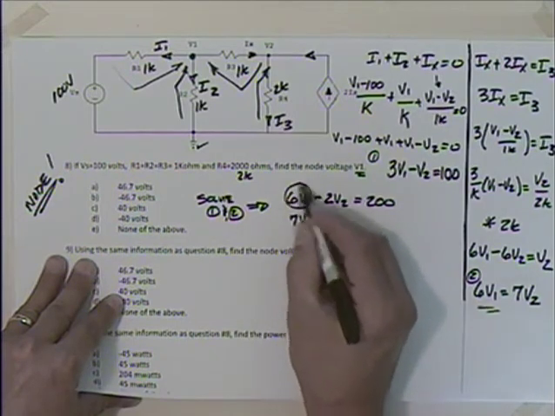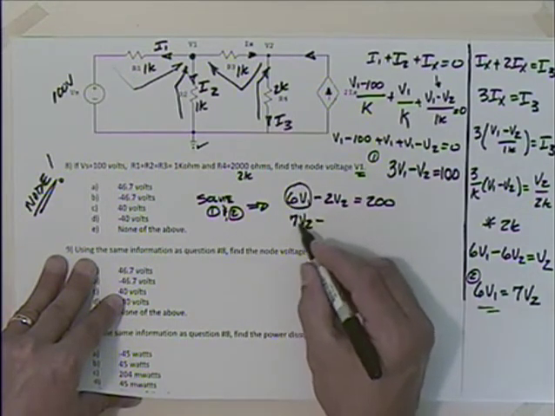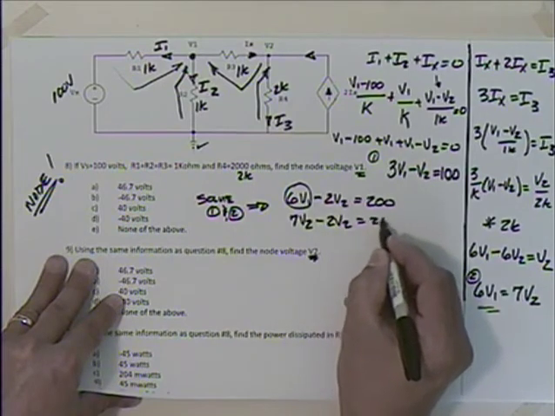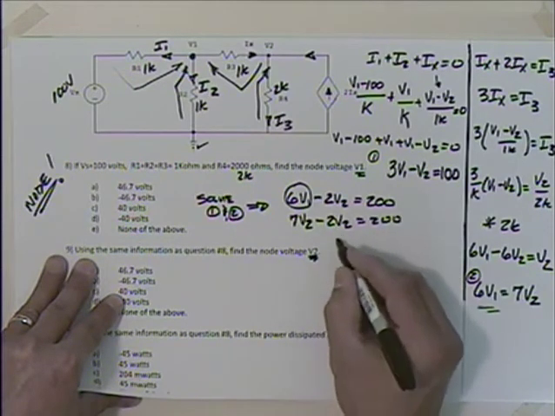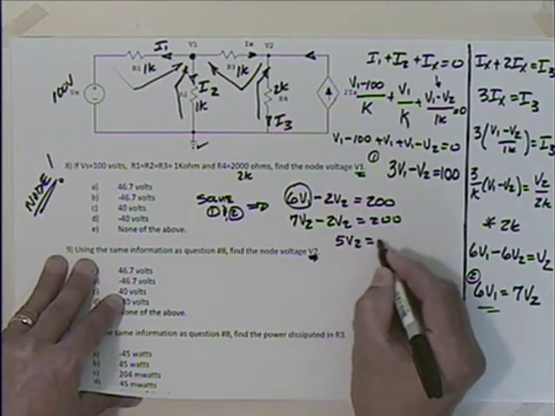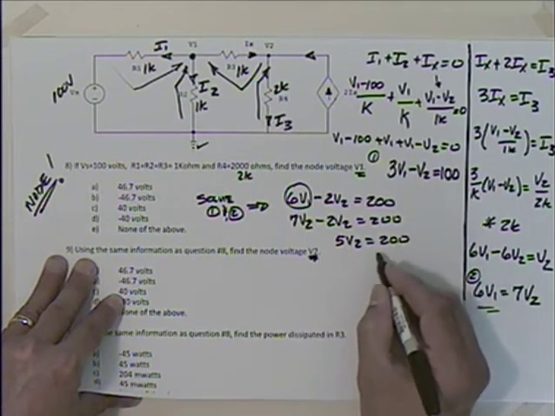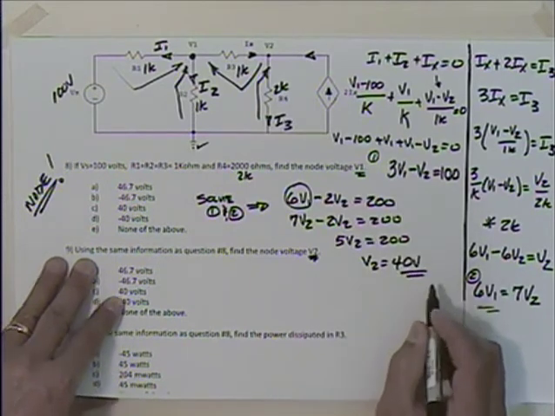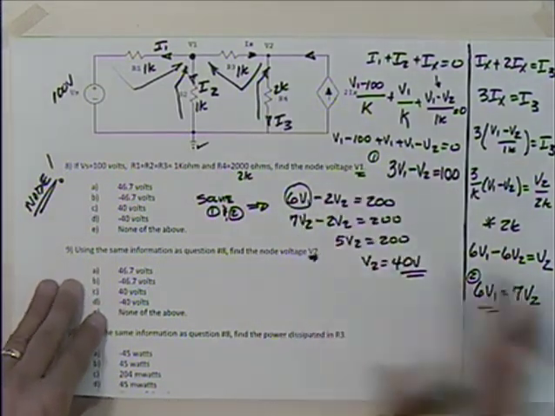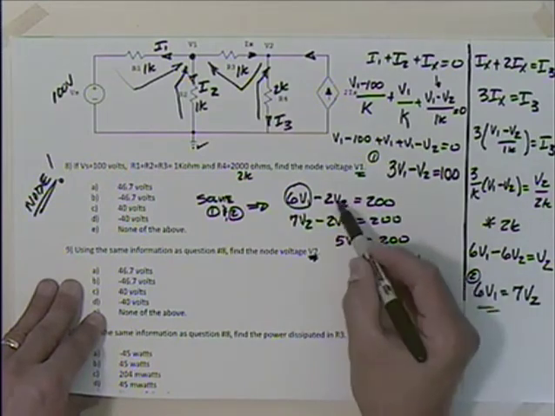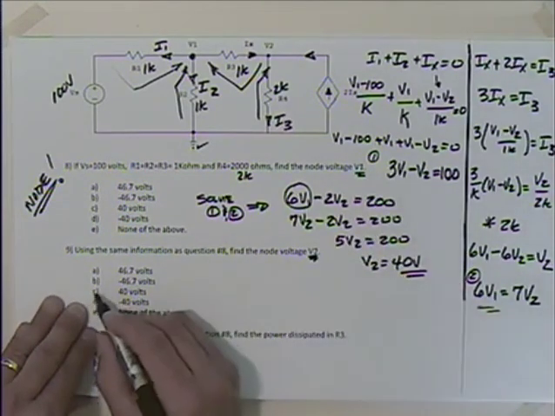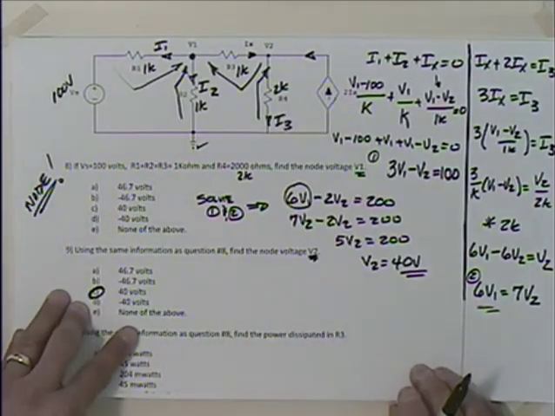So I've got 7V2 minus, so making a substitution right there. So 7V2 minus 2V2 is equal to 200. So we've got 5V2 is equal to 200. So V2 is equal to 40 volts. Now I knew I was looking for V1 and V2. I could have substituted differently. Had I substituted in for V2, I would have got V1. But hopefully I get 40 volts down here. Great. Okay, we're on a roll.